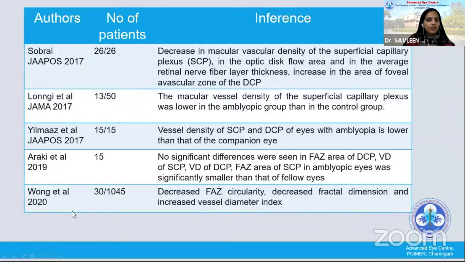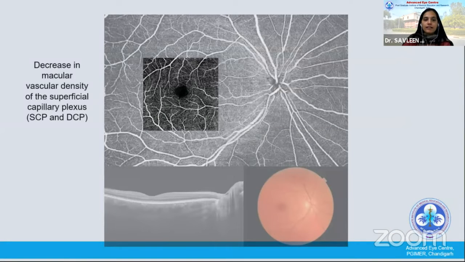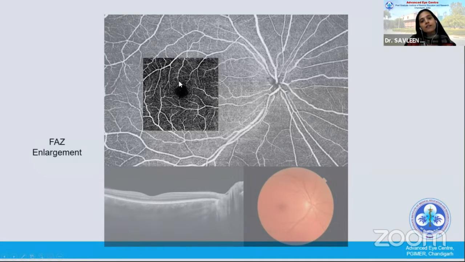So giving a brief overview, there was a lot of information available suddenly, and all of the studies had contradictory results. But a few conclusions that all these studies gave us was that in patients who have amblyopia, there is a decrease in macular vascular density of the superficial capillaries as well as the deep capillaries. You see this area, which is the foveal avascular zone, because the fovea is avascular. And the studies did notice an enlargement of this avascular zone, not only in the amblyopic eye, but in the contralateral fellow eye as well.